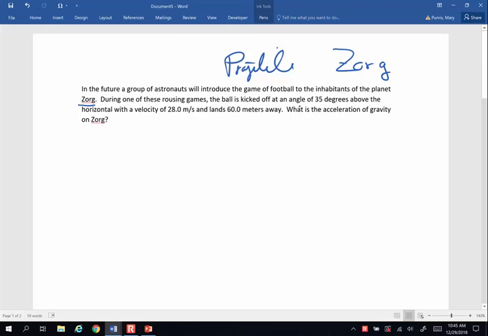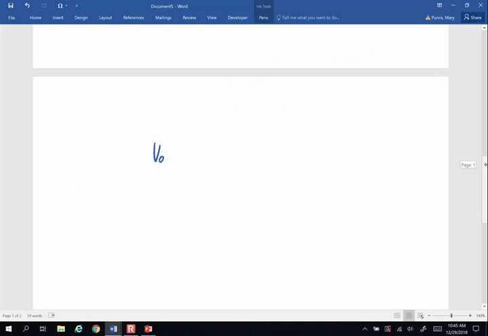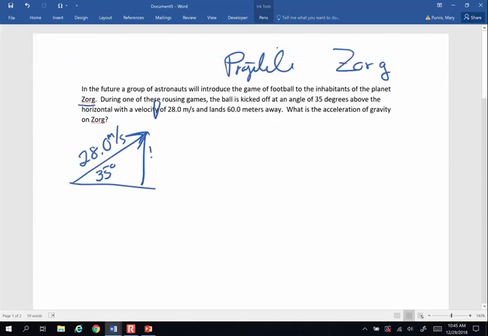Okay, now, whenever an object is kicked off at an angle, what's the first thing we do? Yep, we find those vertical and horizontal components. So 35 degrees above the horizontal, 28 meters per second. I want to find the original vertical velocity, and I want to find the horizontal velocity.